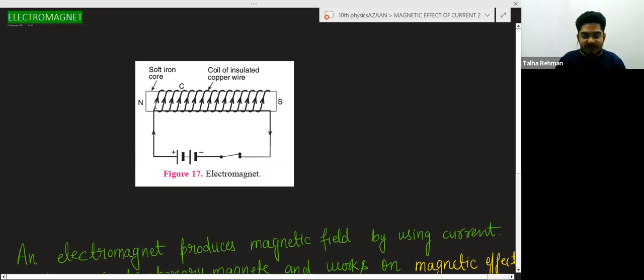After that, you can say when the switch is opened, this switch or key will be open, then the current will become zero. If the current becomes zero, the soft iron core will demagnetize and the magnetic field will become zero.